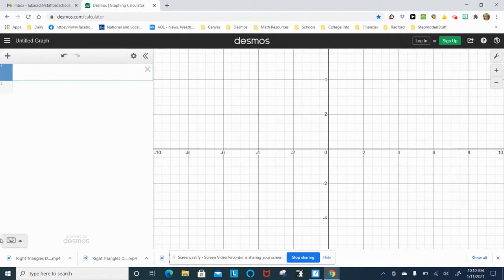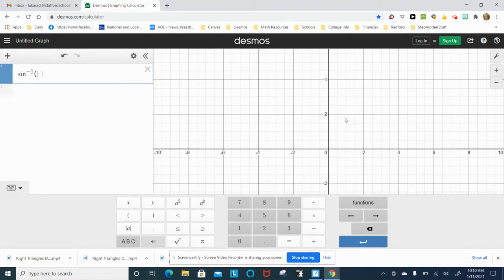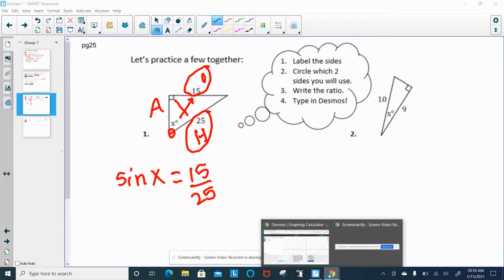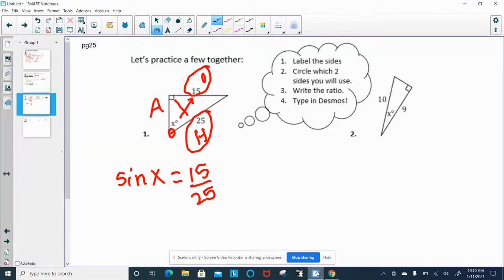So what I'll do is I'll click on the functions and then I'll type in 15 divided by 25. And I'll get 36.86 or 36.9 degrees.